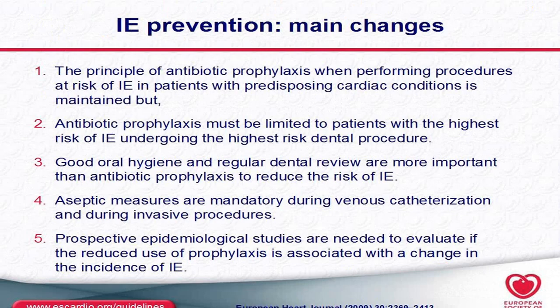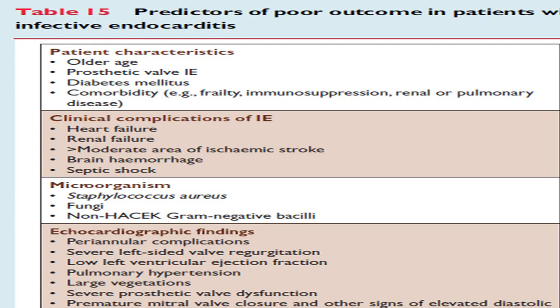These are infective endocarditis prevention measures, where you will have to give antibiotic prophylaxis in a person and maintain oral hygiene, aseptic measures, and you must take all the precautions so that the person does not get any oral infections, etc. Predictors of poor outcomes in patients with infective endocarditis, we have already given before, one slide we have given before. In patient characteristics, clinical implications, microorganisms and echocardiographic findings, we have already shown you the slide before.